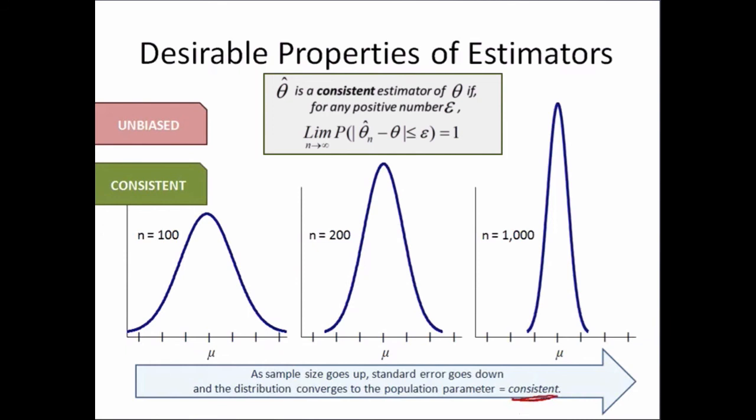Note that the four estimators we talked about previously as being unbiased, that is sample mean, sample proportion, difference in sample means, difference in sample proportions, those are also consistent estimators of their respective population parameters.